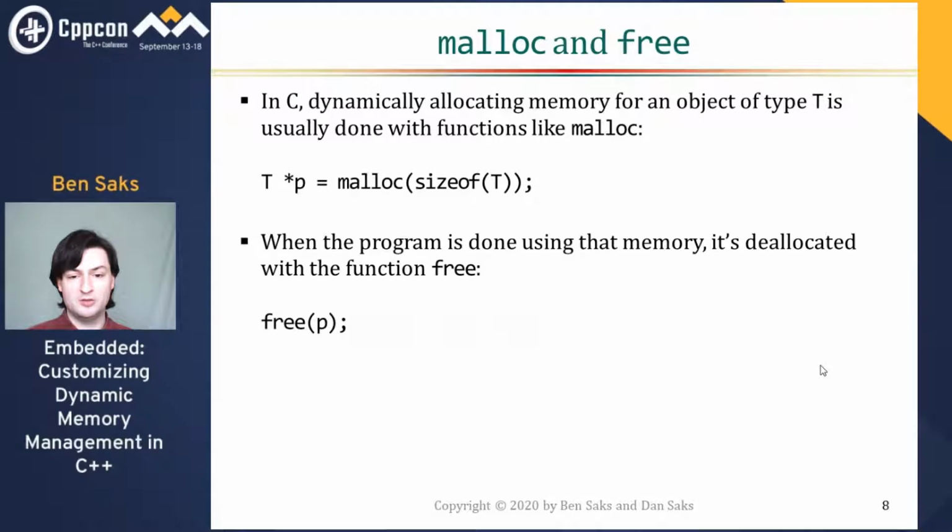So in C, we would typically allocate memory dynamically using malloc and free. You would call malloc and pass it the size of the object that you're trying to allocate memory for. It would return to you a pointer to a dynamically allocated block of memory that you could then use to store your T object, and you'd use that until you were done with it. And when you were finished, you'd call free, pass it the pointer that you received from malloc, and that would release the memory back into the system.